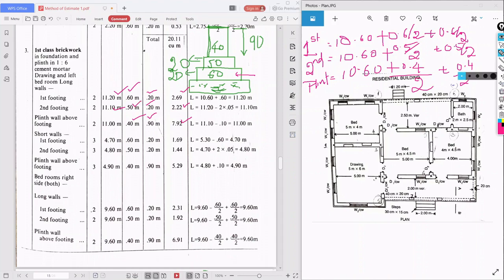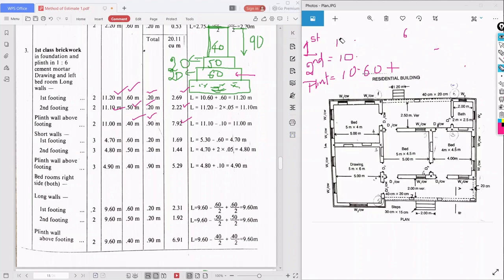Now similarly for short walls we have to do. So what is the center to center length of short walls that we need to consider? That is 5.30, 5.30 and 5.30. Same now, according to length here.